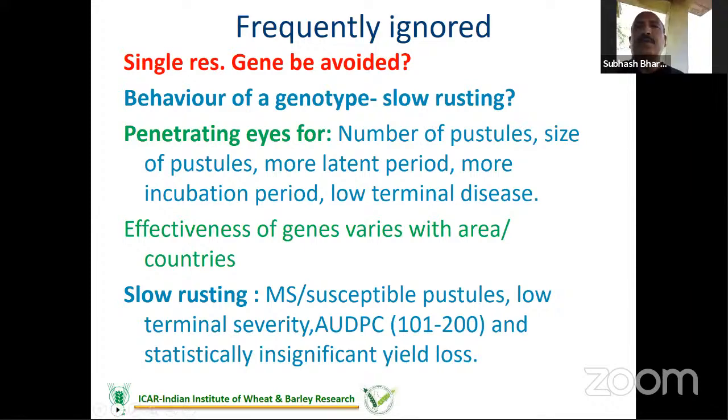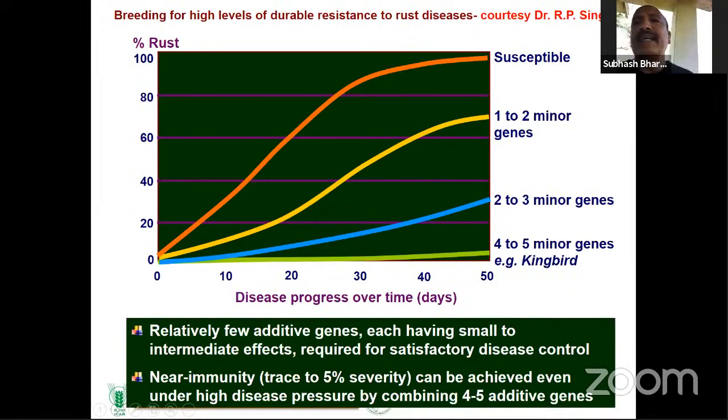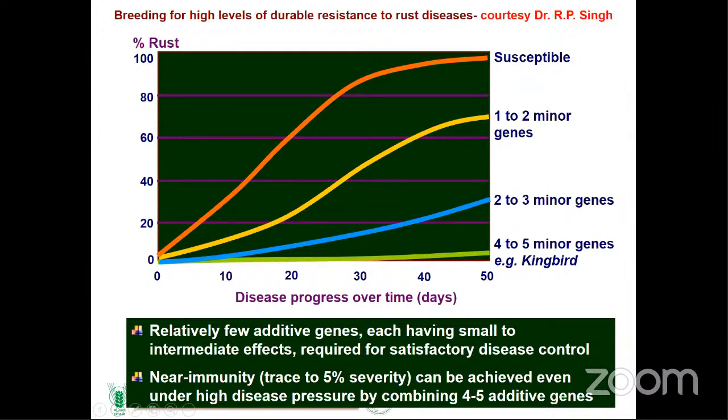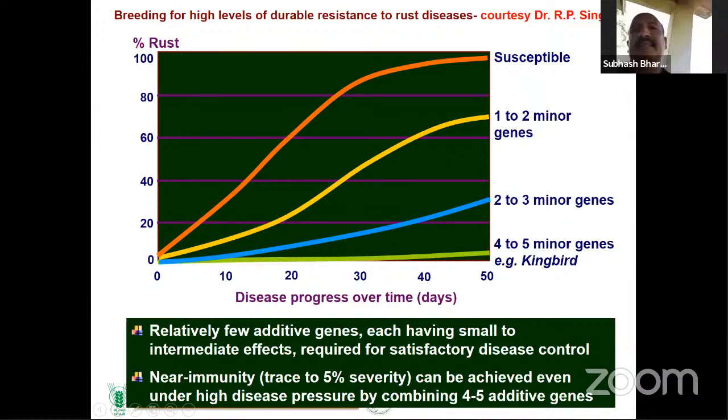Next slide, you can please load. This is the slide which I borrowed from Dr. Ravi Singh, showing how, when the number of genes increases, you can have nearly complete resistance when you have 4 to 5 resistance genes. That's the story: putting in more minor genes gives very little disease and definitely no significant losses in yield. Next, please.